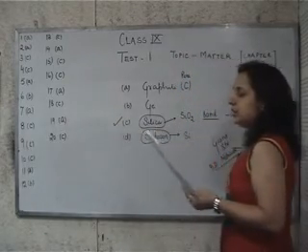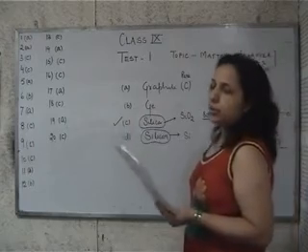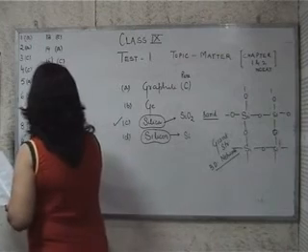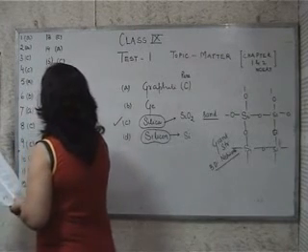Which of the following is not an element is the question. The option becomes C. 21st question, answer is C.